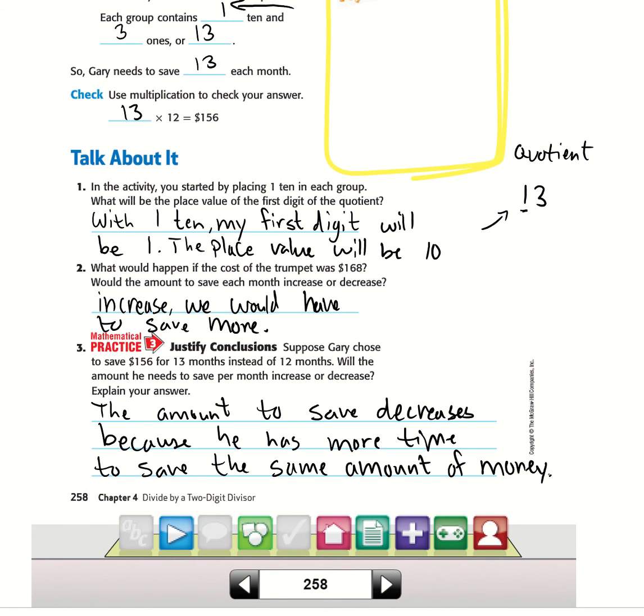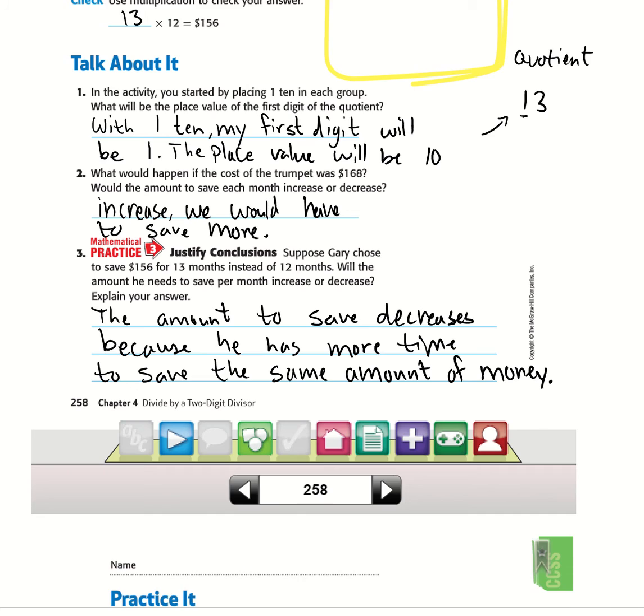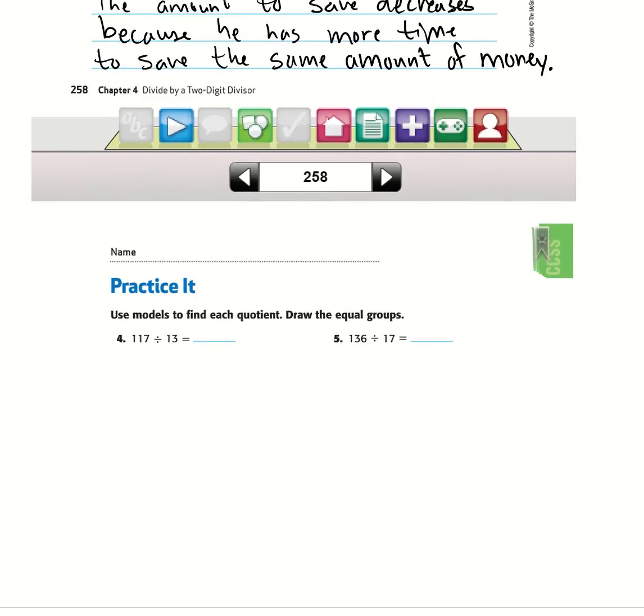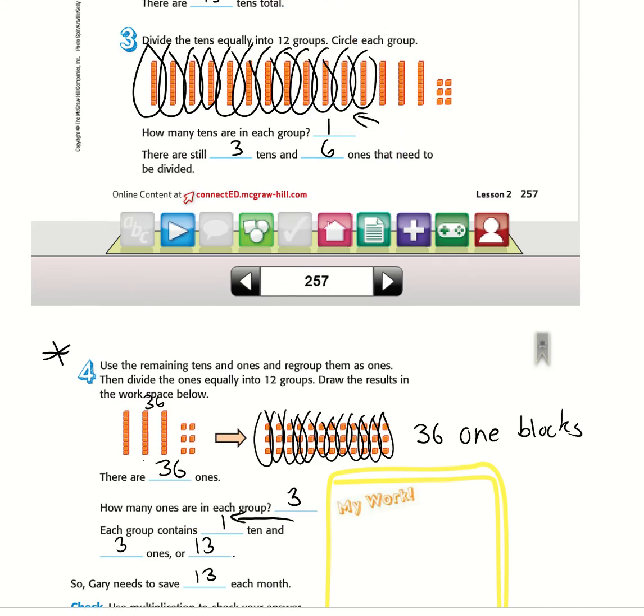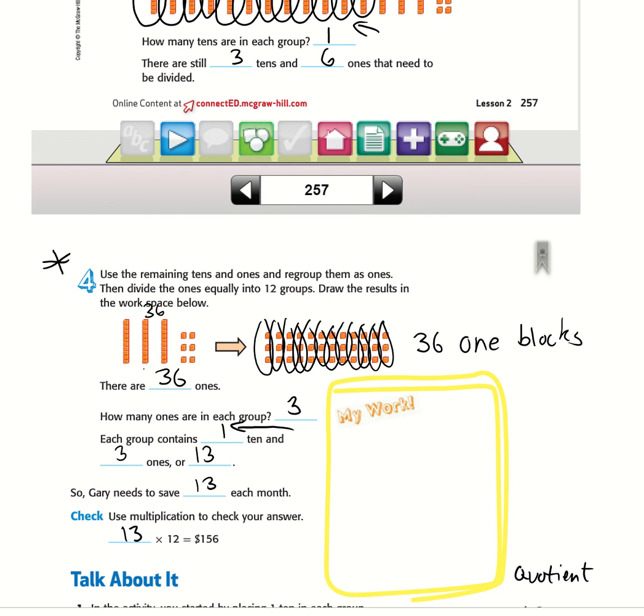And as long as your answer is close to mine and is correct, it does not have to be exact. But just remember, you can regroup. That's the main thing about this lesson. So if you have 100, you can't put that in 12 different groups. You have to regroup it to 10 tens. Just like our 3 leftover tens, we had to regroup that into ones. So make sure we know how to regroup.